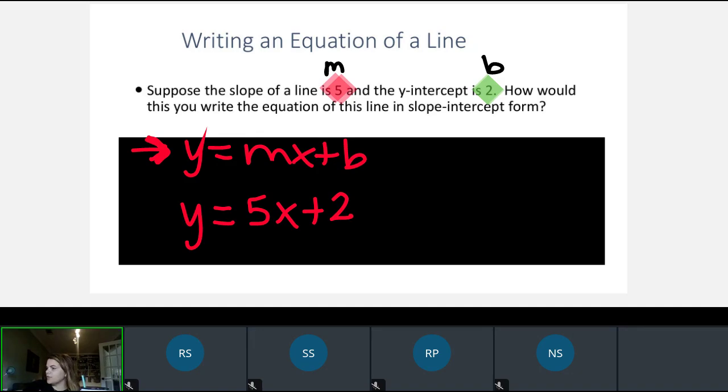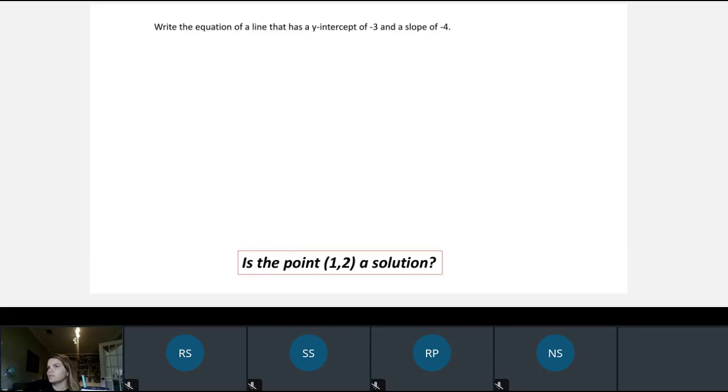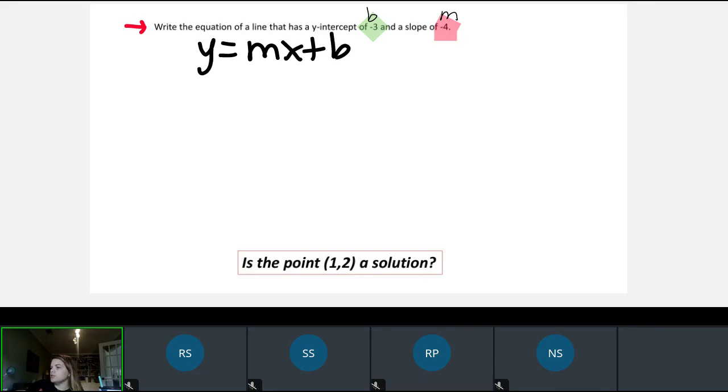Let's take it a step further. The first thing we're going to do is write the equation of a line that has a y-intercept of -3 and a slope of -4. So let's label what they just told us. The y-intercept is b, slope is m. So I'm going to write this out in slope-intercept form. Tell me in the room chat, what would the equation of my line be?